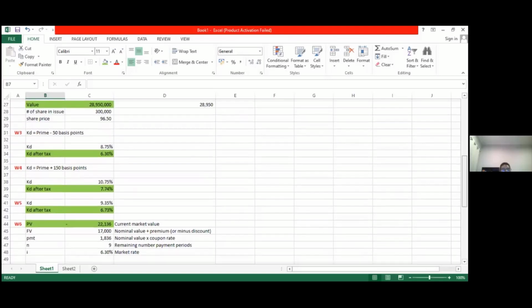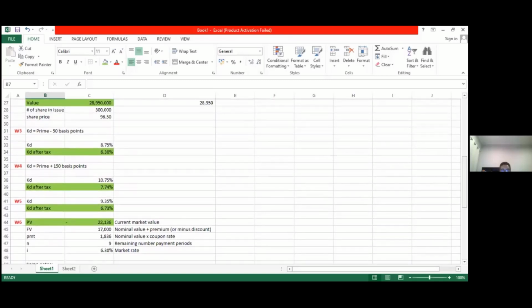Then remember, when it comes to the financial calculator, payment and I must always be both after tax or both before tax. You choose. And then payment and future value must always be in the same direction. And then future value and PV will be in the opposite direction. So just keep those kind of small things in mind.